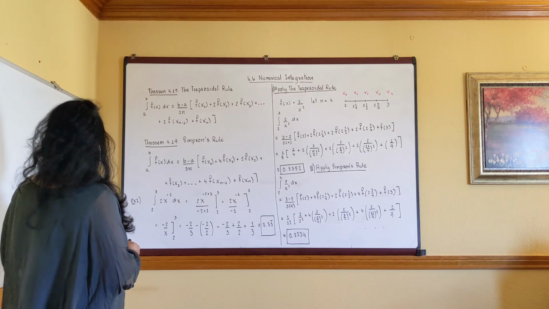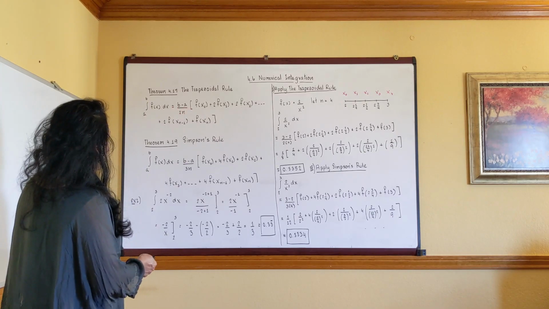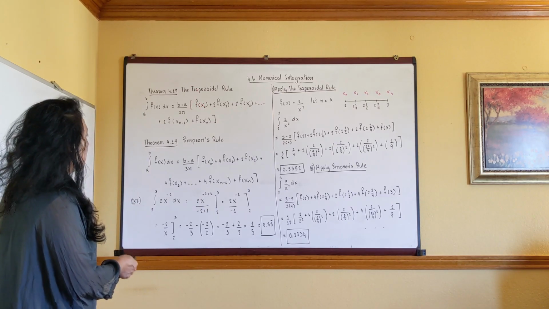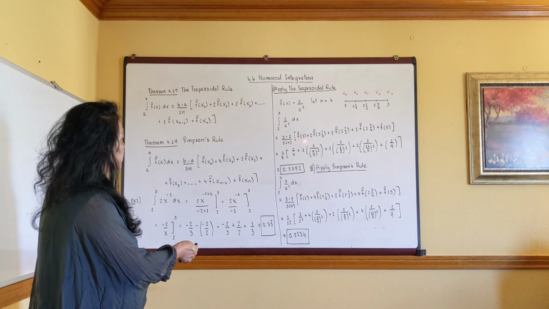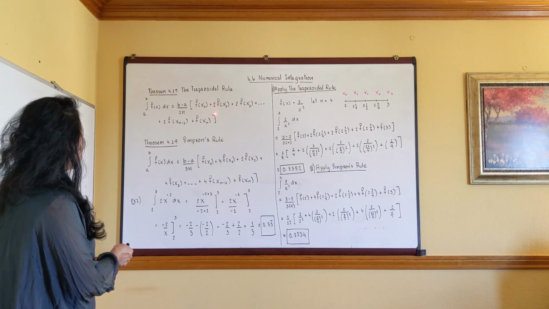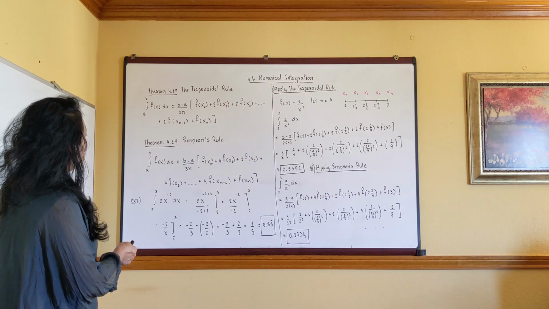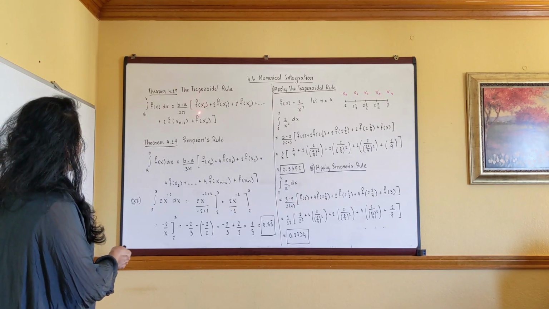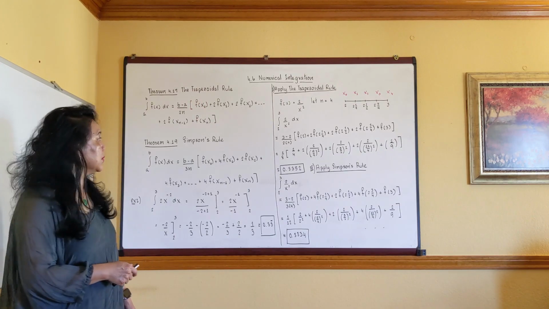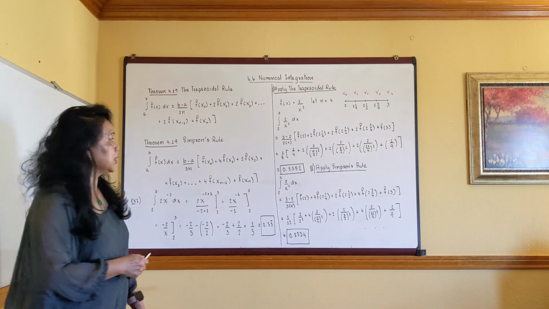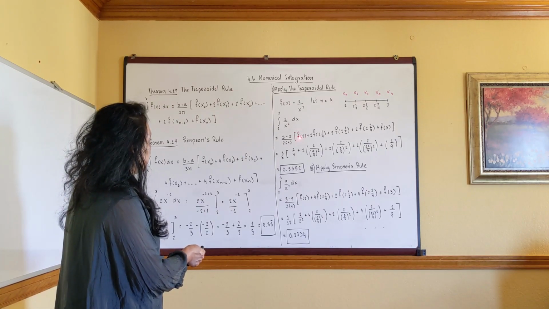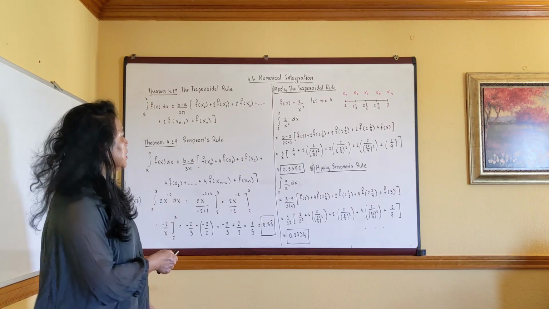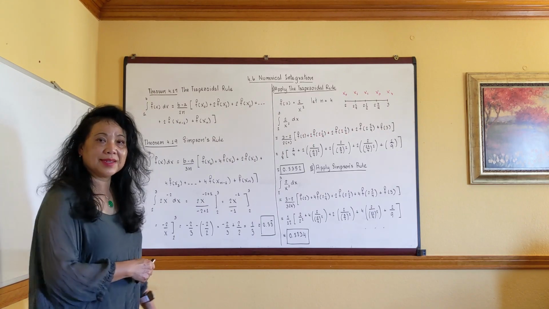Now let's follow the theorem. I have b minus a over 2n. Look at the theorem. The first term is just f of x sub 0. So my x sub 0 is 2. The second term will be 2 times f of x sub 1 plus 2 times f of x sub 2, and so on. So only the first term and the last term you don't multiply by 2. Everything else in between, you're going to multiply by 2. So the first term is just f of 2. The last term will be f of 3. And in between, you multiply everything else by 2.